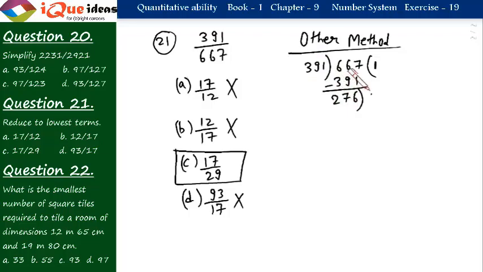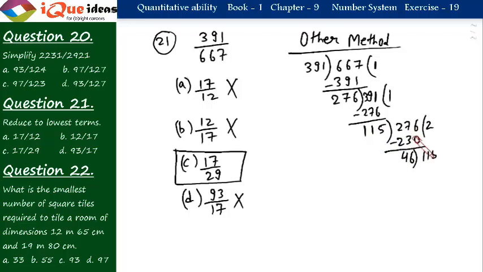Now 276 divides 391 one time. Subtract: 11 minus 6 is 5, 8 minus 7 is 1, 3 minus 2 is 1. Then 276 goes twice, so it is 230. We are left with 46. The 46 divides 115 twice, so it is 92. Subtract, you get 23. And 23 divides 46 completely, two times.